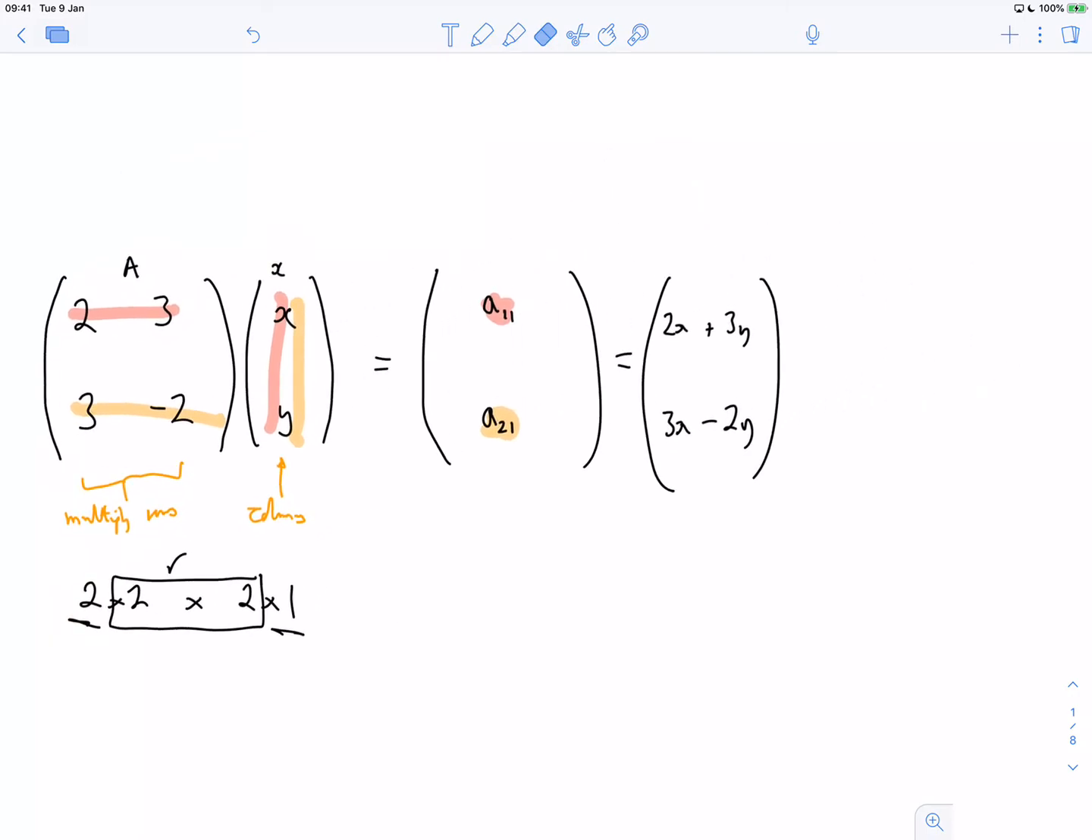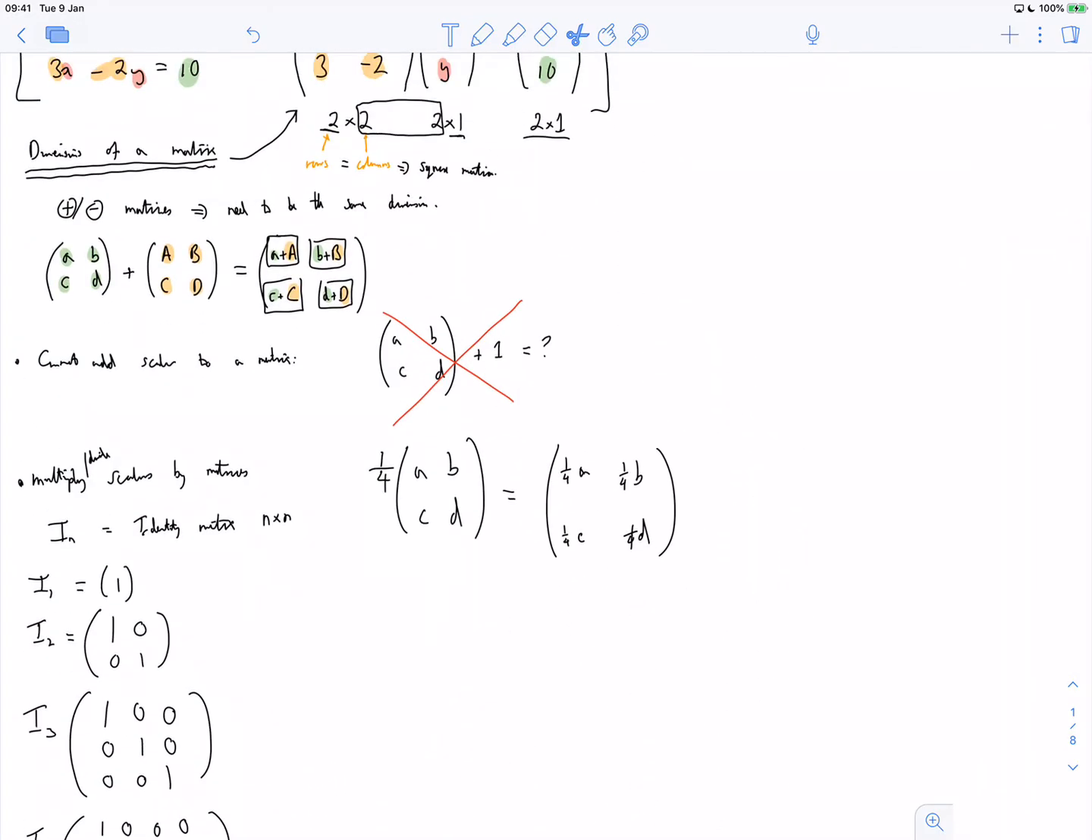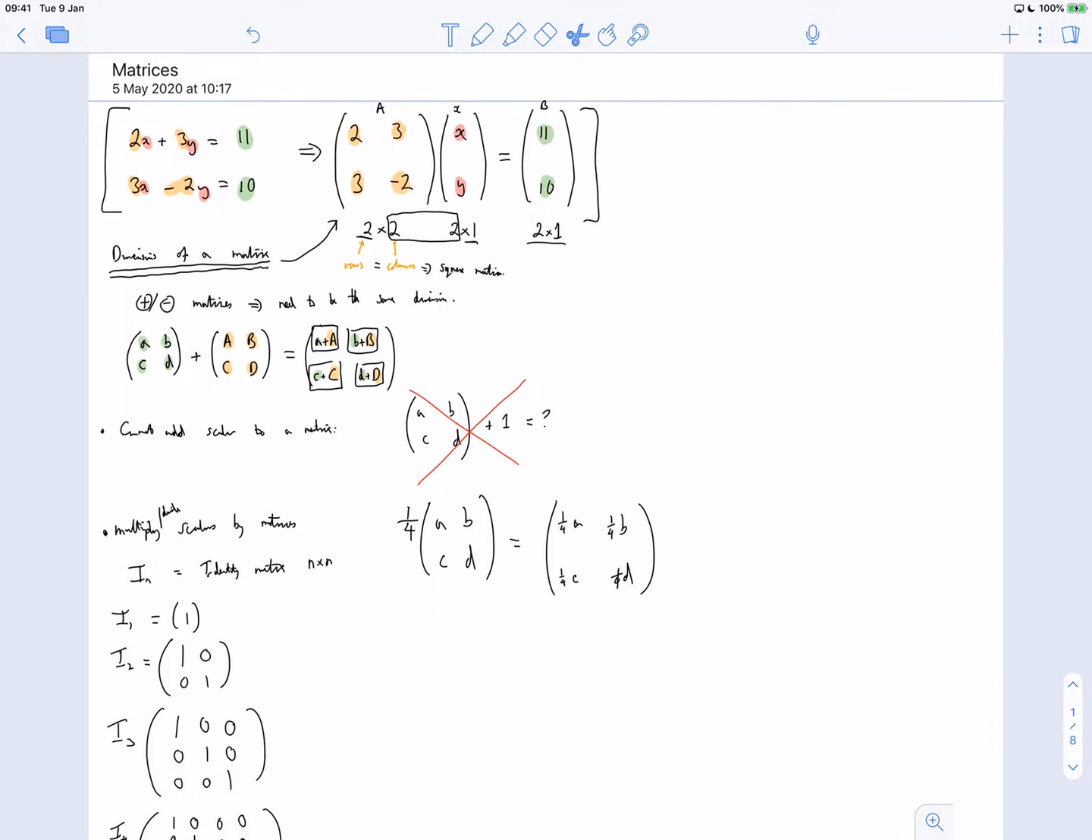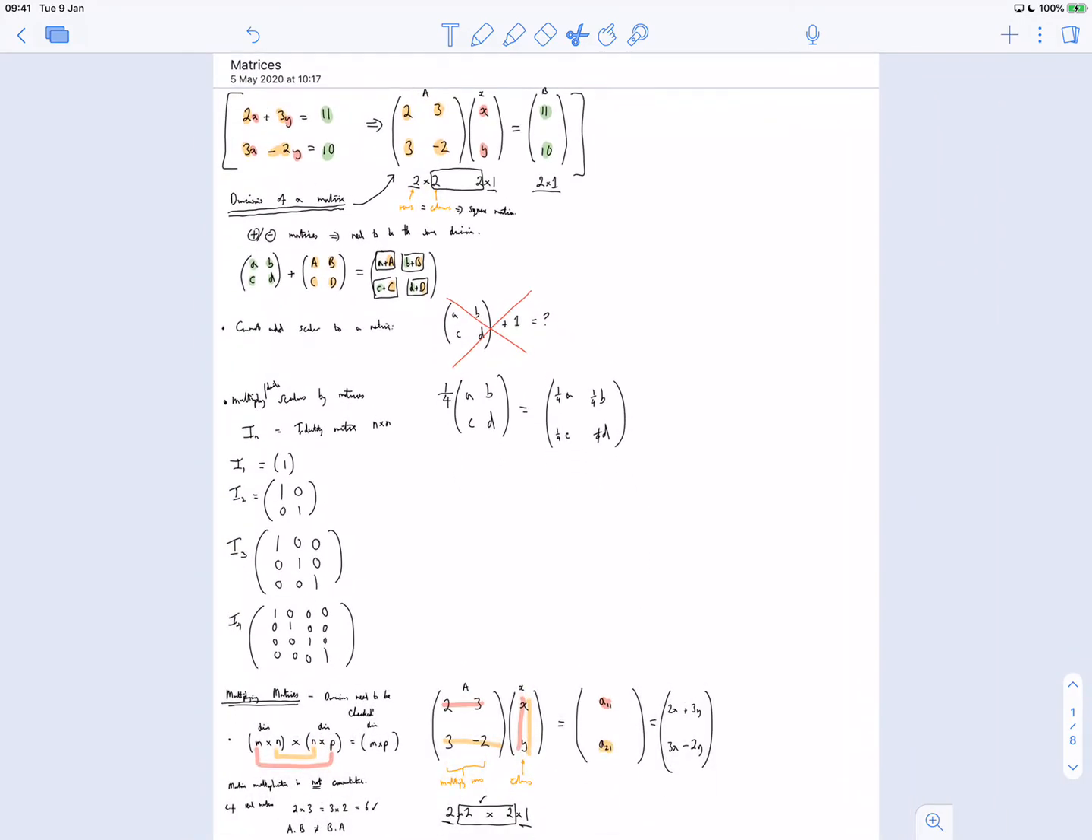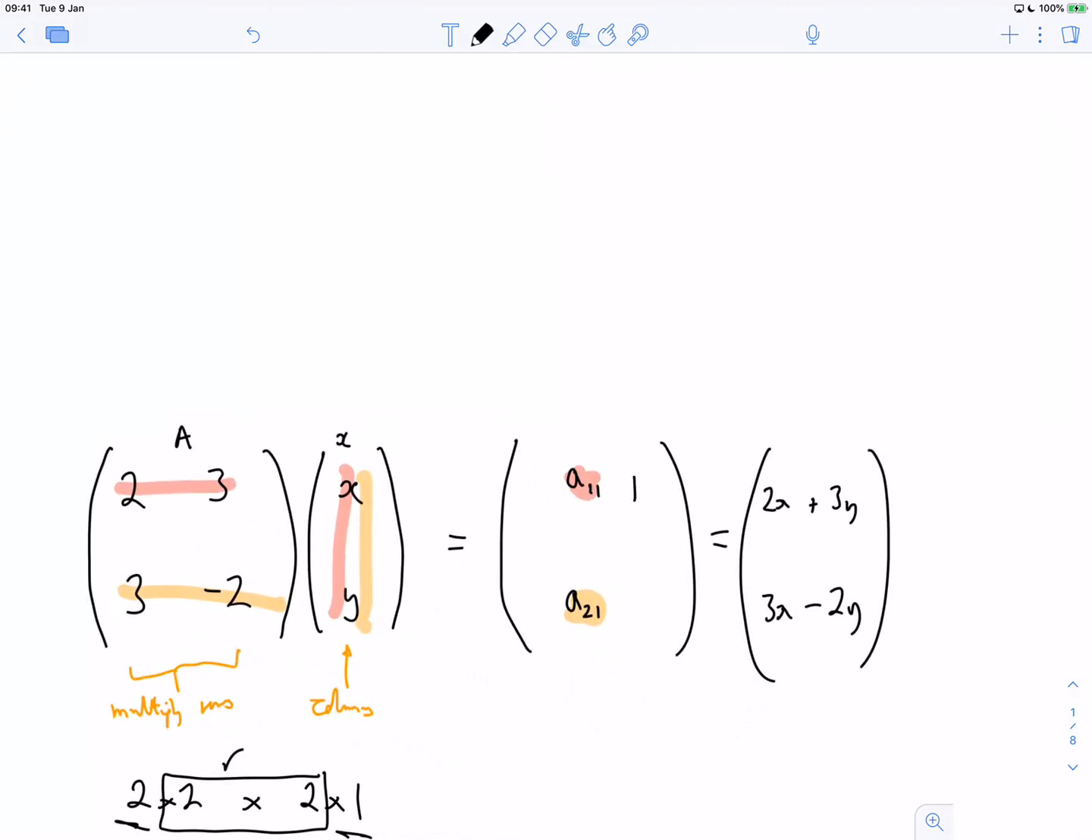And lo and behold, this 2x plus 3y and 3x minus 2y is exactly what we wanted up here. Can I zoom out a little bit? Yeah, the top left, I wanted 2x plus 3y, which is what I've got. And I needed 3x minus 2y, which is what I've got. And that will equal what I'm claiming it equals to, which is 11, 10, like so.